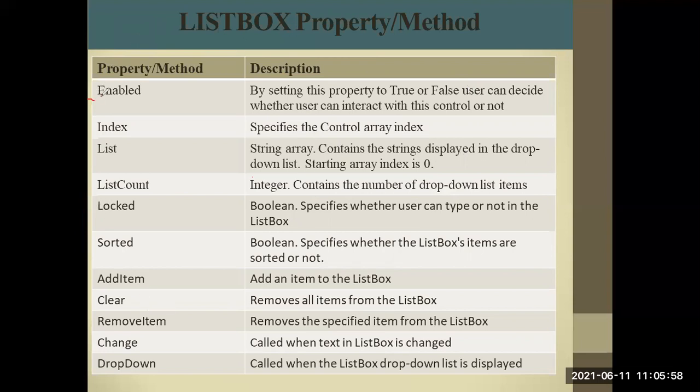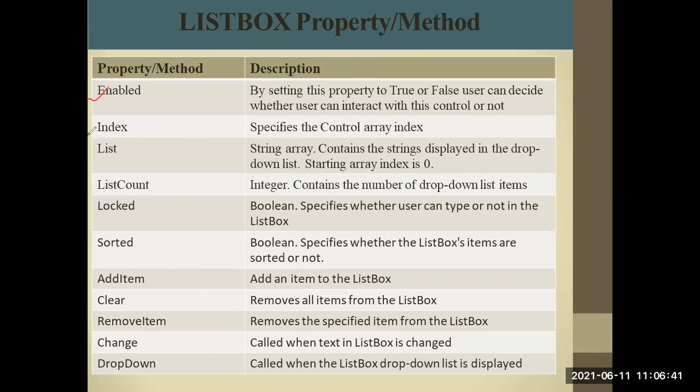So what does Enable do? Again, same as we have discussed with other controls like the picture box, toolbox, and text box, it will set this property to true or false. If it is true, the user can interact with the control. If it is false, the user cannot interact with the control. That means if I make the Enable property true, then the user can click on the list and access the different items. If this property is false, the user cannot access this list.